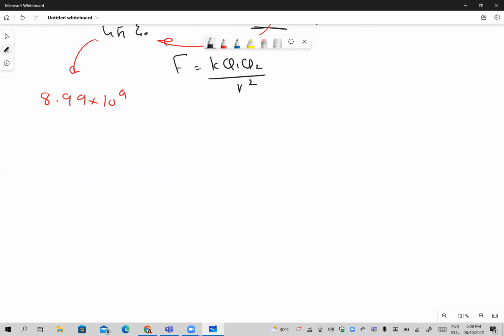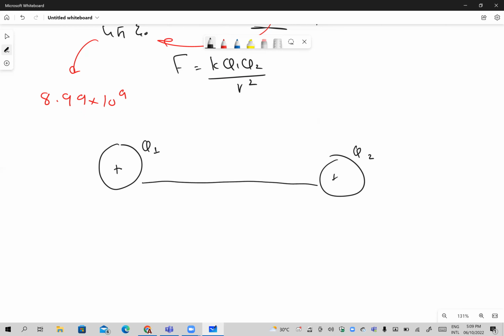So this 8.99 times 10 to the power of 9 is the value of K. Let me know if you're clear up to this point so we can move forward. Yes, it's clear. So let's understand this with the help of a diagram. Let's say this is the first charge, which is Q1, and this is the second charge, Q2, separated by distance r. So for this positive sign over here, the formula would be k Q1 Q2 over r square.